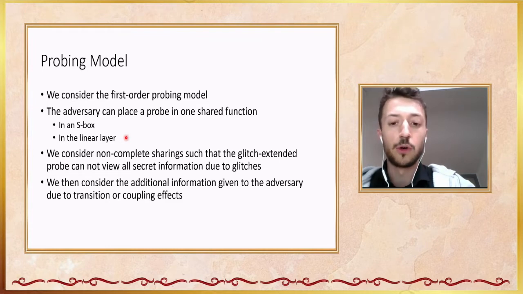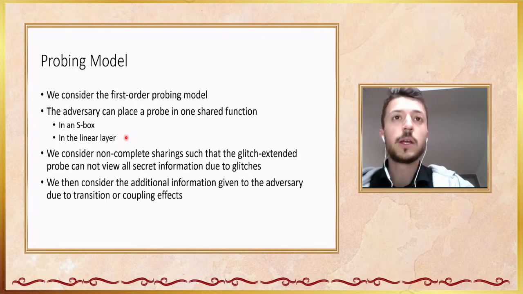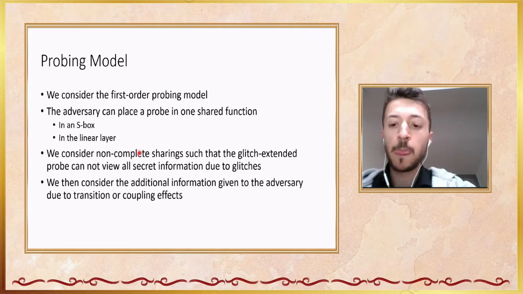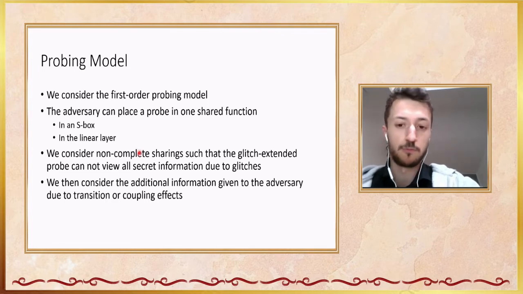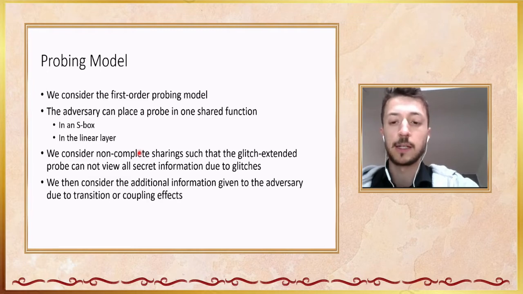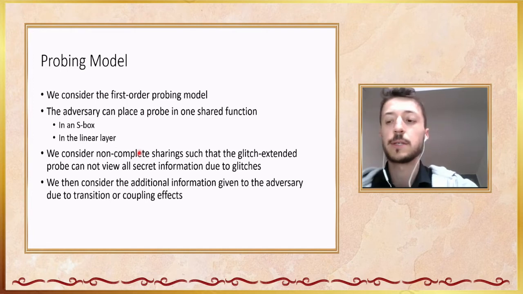Additionally, we are going to assume that our masking is non-complete. That means that whatever the adversary probed in the S box or the linear layer, due to the effect of glitches, we just assume that you do not see all the shares of the input of that function, just from non-completeness. So this already protects against glitches. The next thing we're going to do is, given a black box masking that is secure against glitches, ask what this masking needs to do in order to additionally achieve protection against transition leakage and coupling effects.